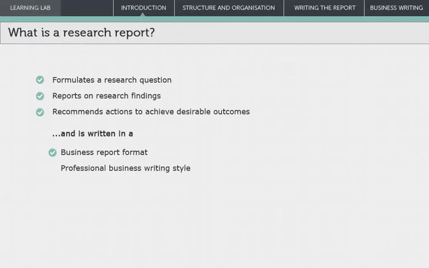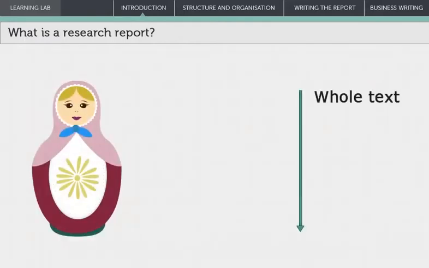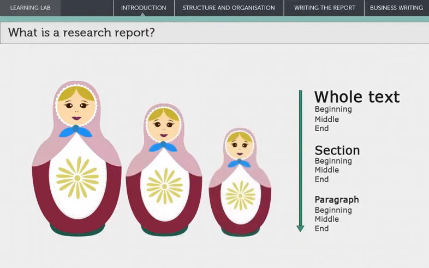This assignment requires a transition from academic writing to professional business writing. A business research report is written in a professional business style that differs from academic writing. Overall, reports have a highly structured linear form with a beginning, a middle, and an end. This is repeated at the section level and the paragraph level.